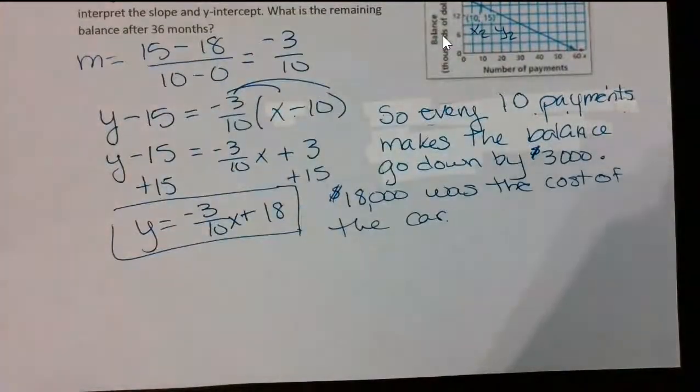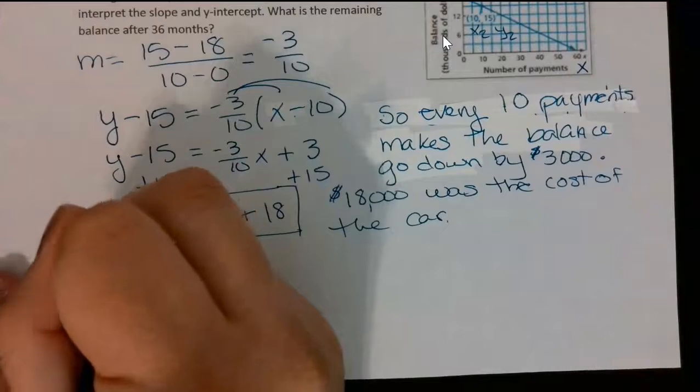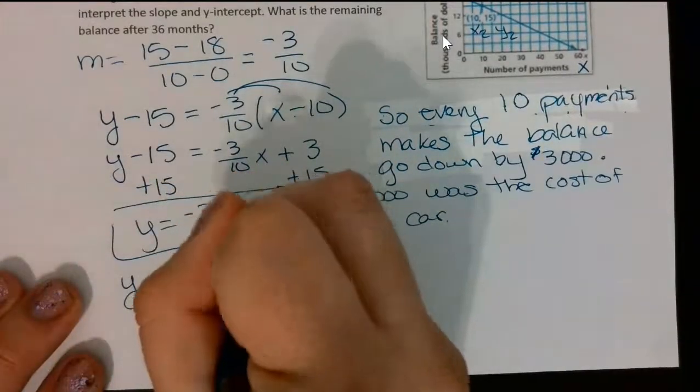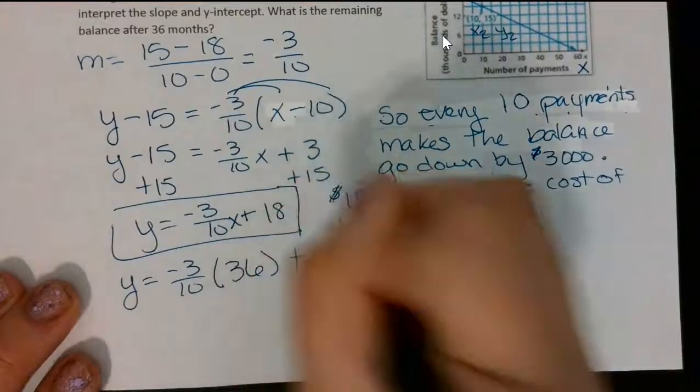Okay. And then it wants us to find the remaining balance after 36 months. Remember, number of payments was my x, so I am plugging 36 in for x on this problem. I'm going to have y equals negative 3/10 times 36 plus 18.